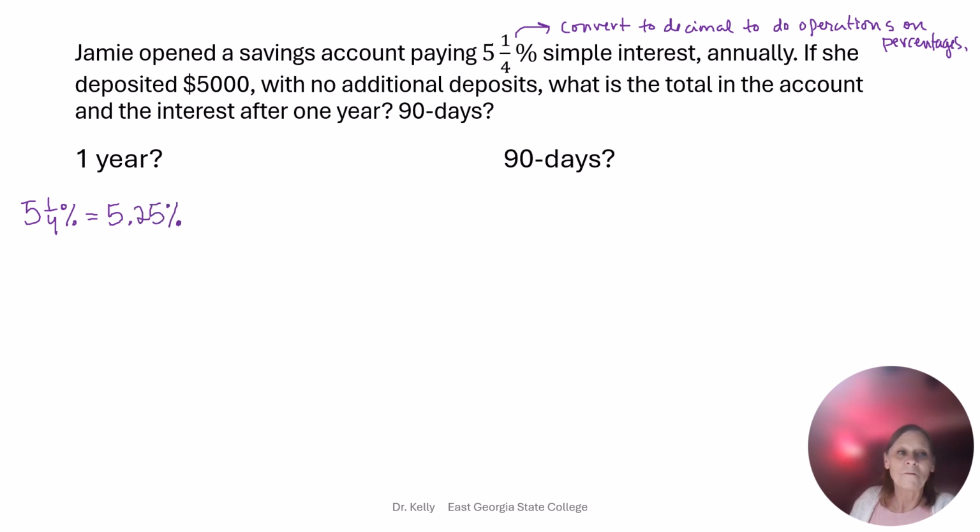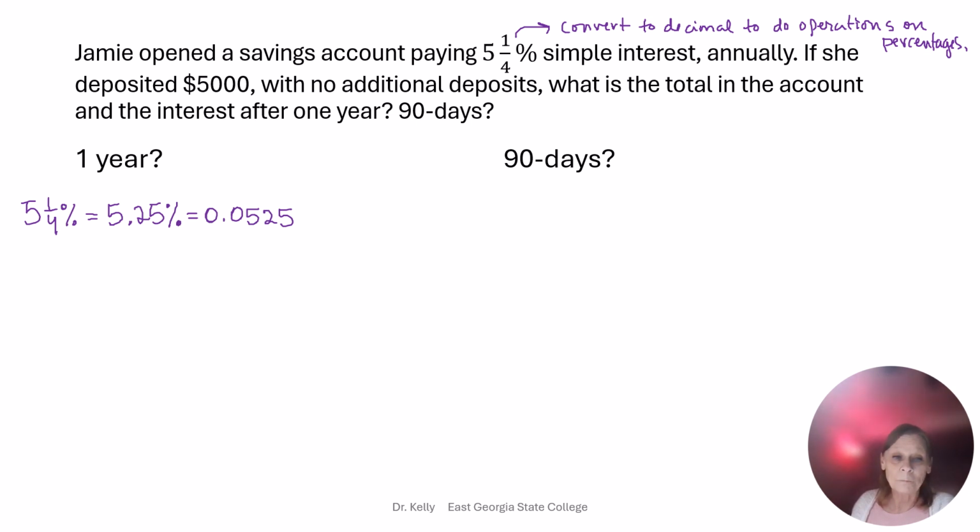Okay, so 5.25% is equal to 0.0525. Okay, this is what I was trying to get my mouth to say, but it didn't want to say, and my fingers didn't want to do it either.